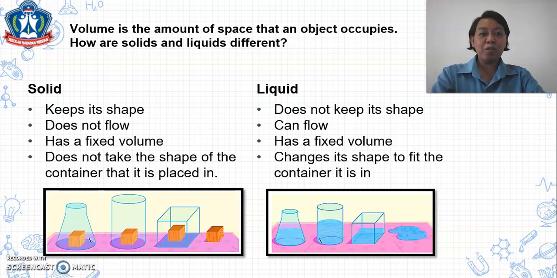How are solids and liquids different? Let's try to find out. So let's compare. Solid keeps its shape, while liquid does not keep its shape. Solid does not flow, while liquid can flow. Both have a fixed volume. Solid does not take the shape of the container that it's placed in, while the liquid changes its shape to fit the container it is in. See the picture, children. See the difference, okay?